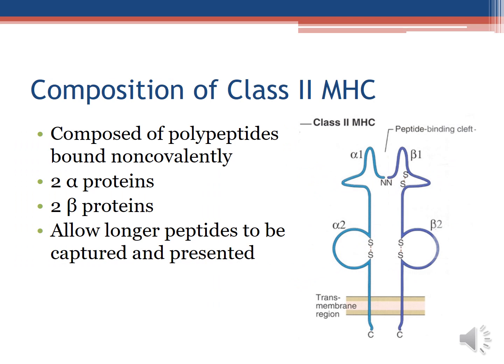The composition of our Class II MHC is basically composed of some polypeptides bound non-covalently with 2 alpha proteins and 2 beta proteins. By having these 2 alpha proteins and 2 beta proteins, this allows for longer peptides to be presented to our CD4 T helper cells.